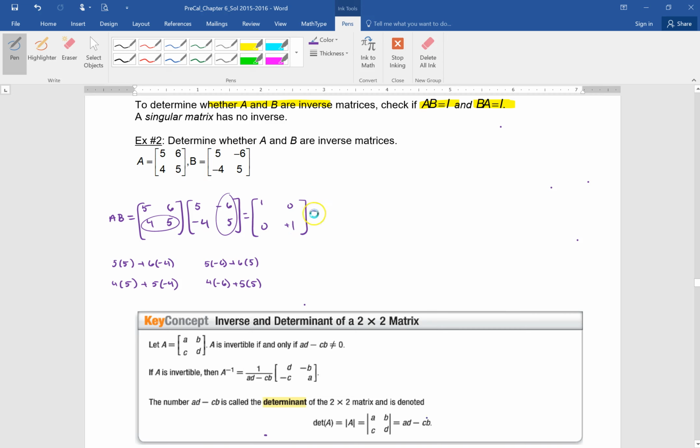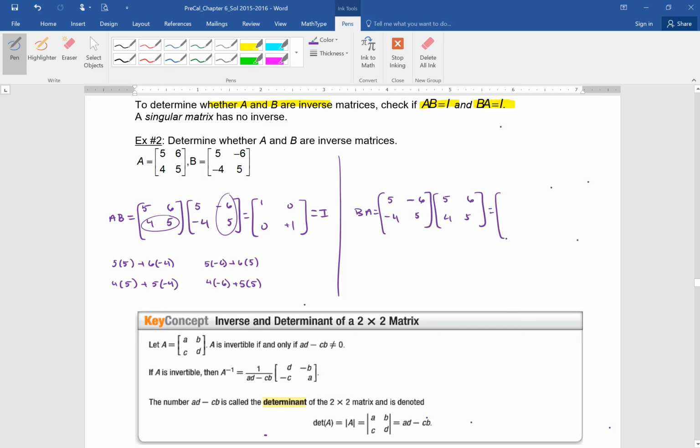Okay? Well, almost. Now we have to check B times A, because remember, they don't give you the same thing, right? So 5, negative 6, negative 4, 5. Do you have to write out this? Yeah, I would. Okay? But you don't have to write out this stuff, like the multiplication and stuff.